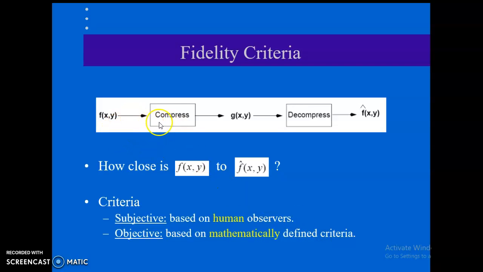The input f of x, y is compressed, and the compressed output g of x, y is decompressed, and the decompressed output is f cap of x, y. Sorry for the earlier confusion: f cap of x, y is the decompressed image.